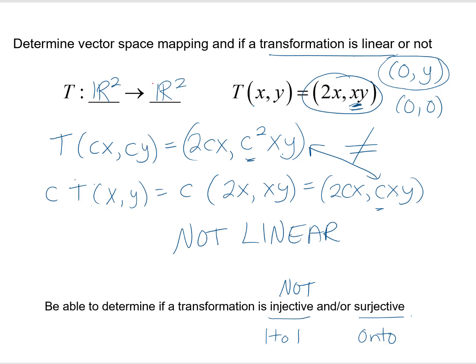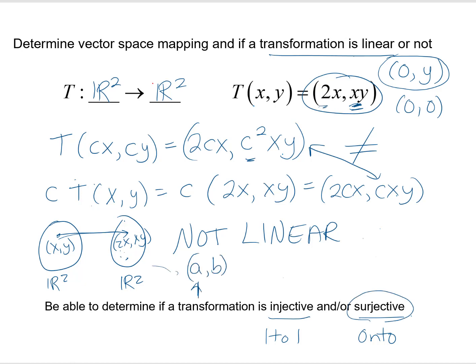Now surjective, we want to see if, when we're mapping from R2 by taking these xy vectors and mapping them over here to 2x and xy, everything that lives over here in R2 has a preimage, meaning something over here went over and mapped to that. So we need to look and see if anything that we get in the image, we could always get a preimage. So let's just do a couple examples.